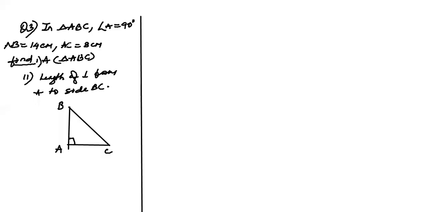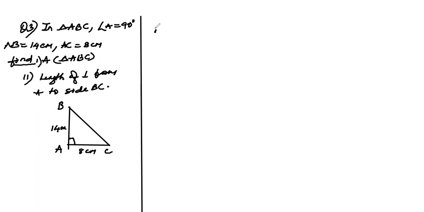Next: in triangle ABC, angle A equals 90 degrees. AB is 14 centimeters and AC is 8 centimeters. Find the area of triangle ABC.